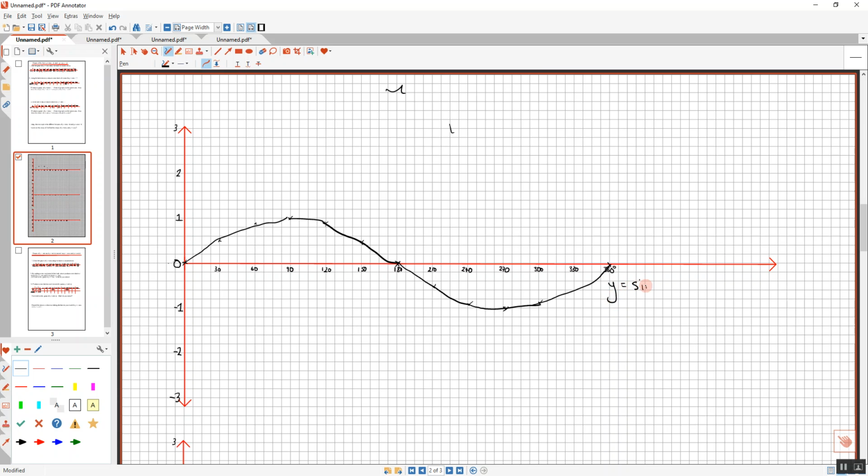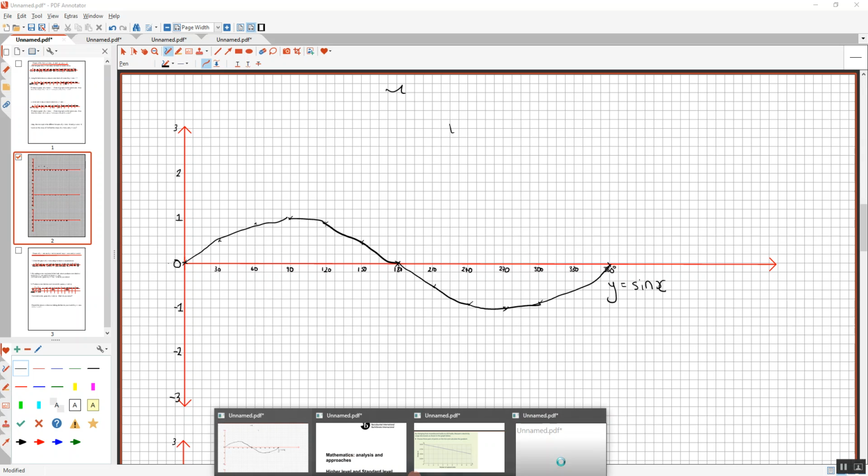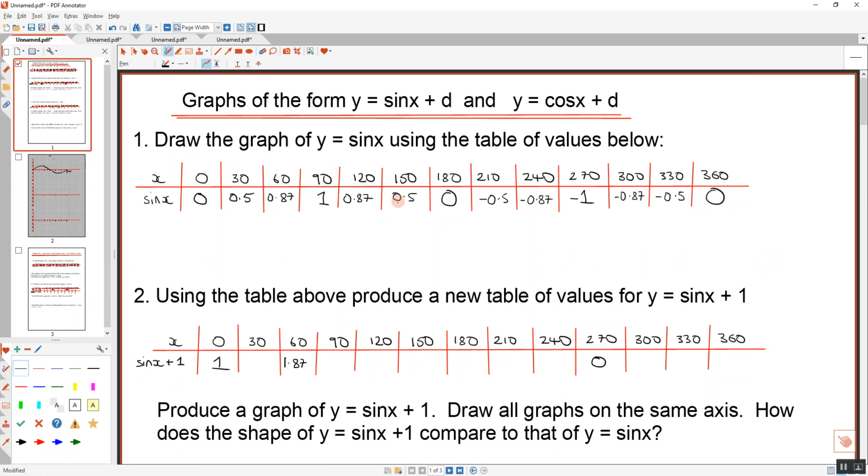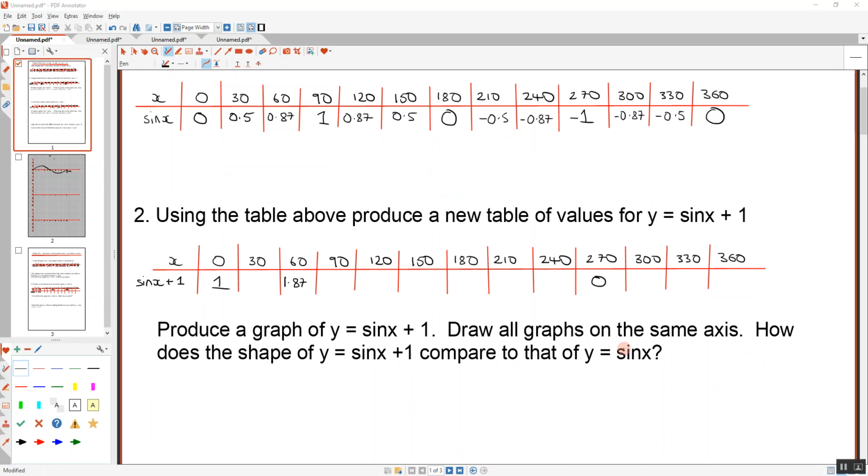That's our y equals sin x. In order to get sin x plus 1, what do we have to do? So in order to get sin x plus 1, how do we work out these sets of values? You just add 1 to each of them. You add 1 to each of these values.